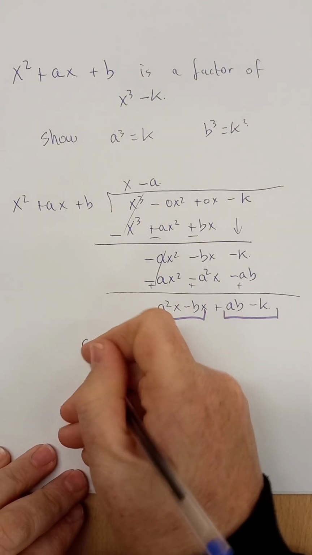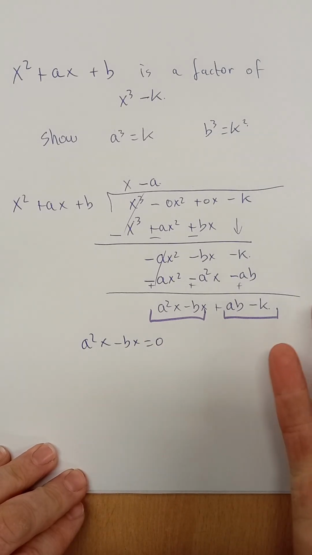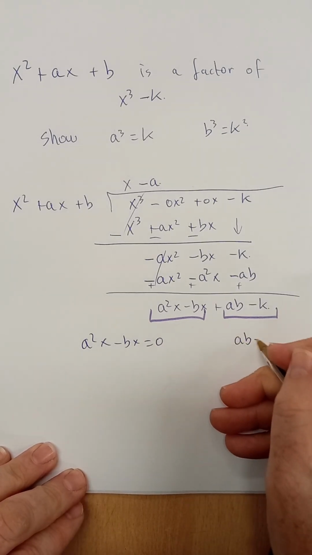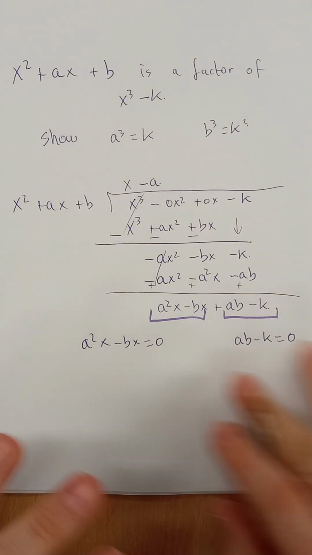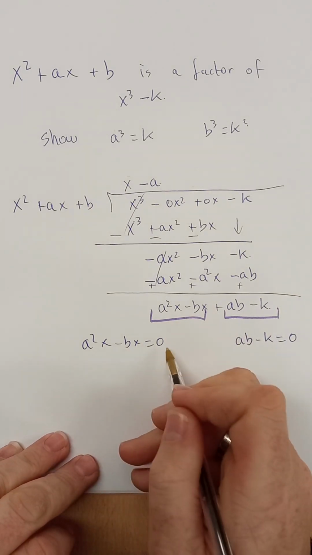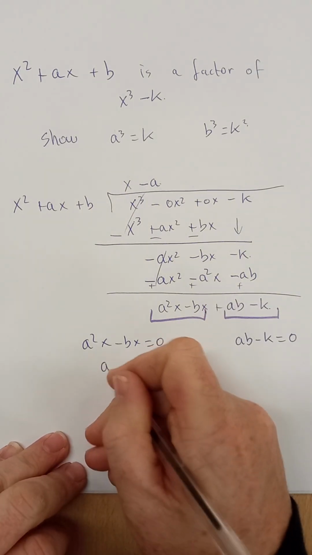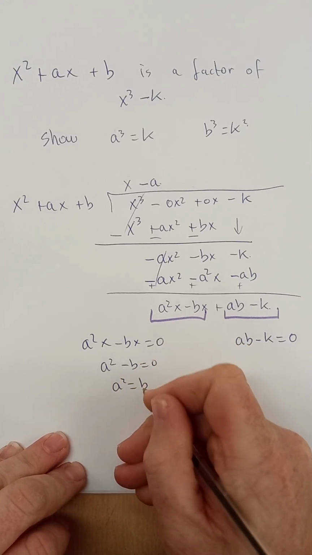So watch, a squared x minus bx has to be 0 if there's no remainder. And at the same time, ab minus k has to be 0 if there's no remainder. So let's see what I can do with these two to see can I get back up to either of these. I can divide both sides of this by x. So a squared minus b is equal to 0. a squared is equal to b.